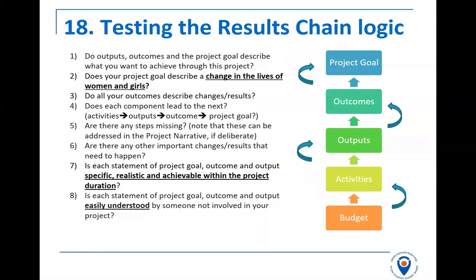Is the money the right amount of money to achieve the activities? Are these activities going to achieve the outputs? Is it logical that these outputs will achieve the outcomes and the goal? Are there any steps missing?